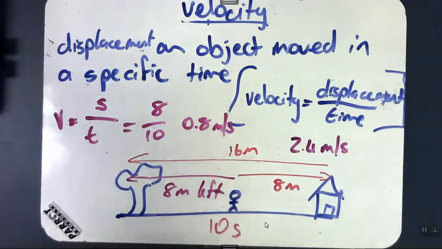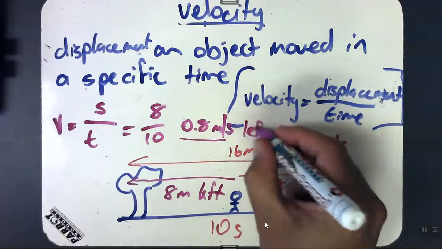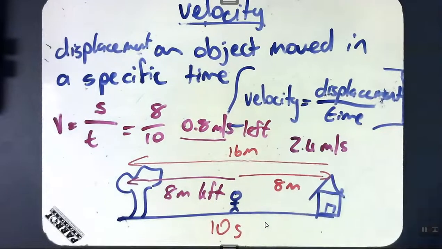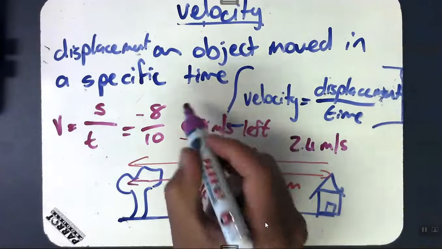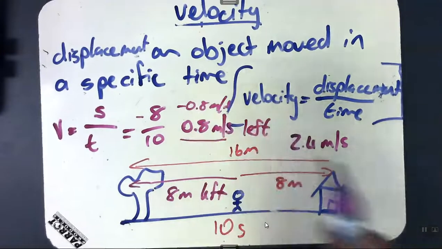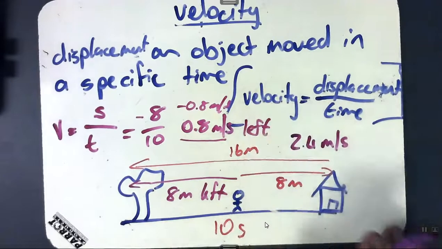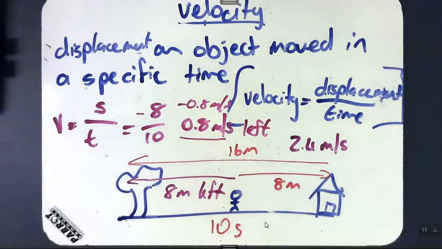And also velocity is a vector, so we have a magnitude and a direction. So it's 0.8 meters per second to the left, or we would have had -8, and that's 0.8 meters per second negative, which means left if we chose the house's direction as positive.